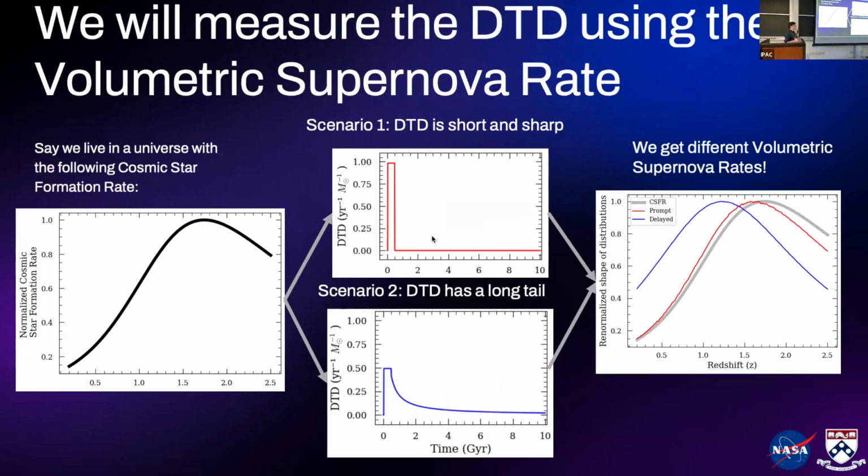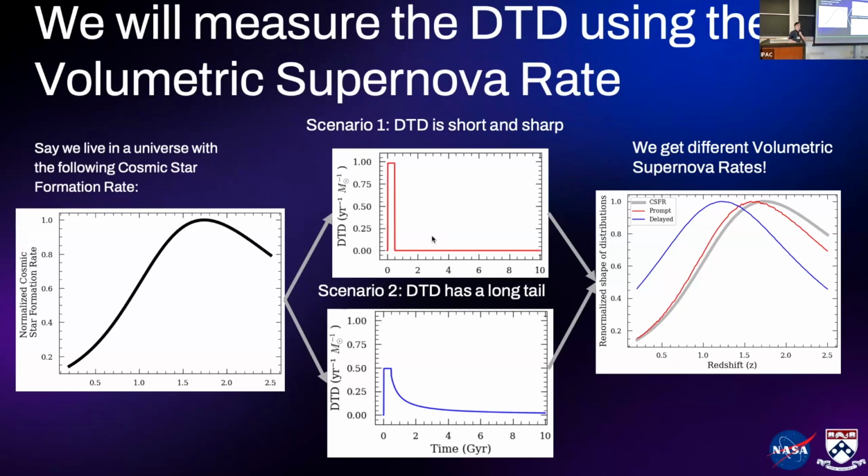Because the delay time distribution is kind of a Green's function, that means that we should be able to measure the average volumetric supernova rate as a convolution of the cosmic star formation rate and the delay time distribution. For example, I've plotted two different delay time distributions here, one that's very prompt and one that's more delayed, and convolved them with the model for the cosmic star formation rate. And as you can see, you get out two very different results.